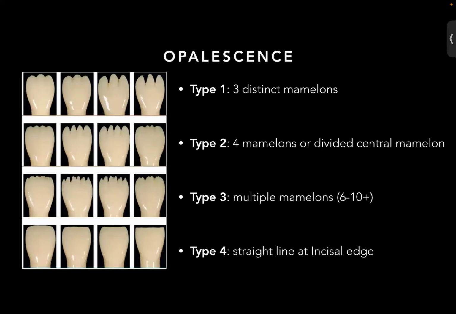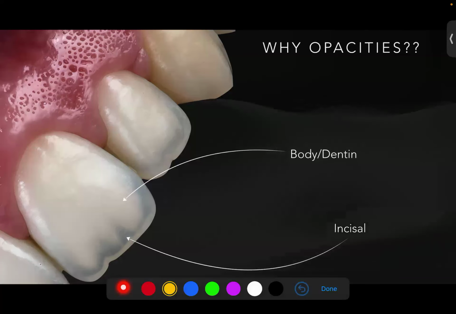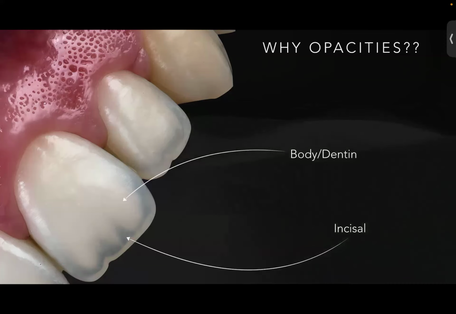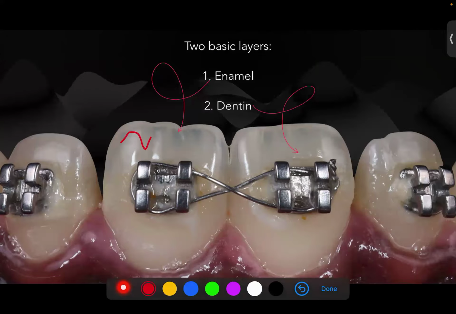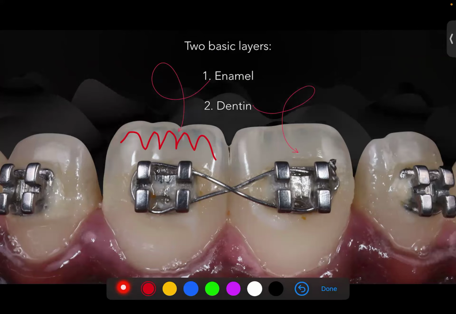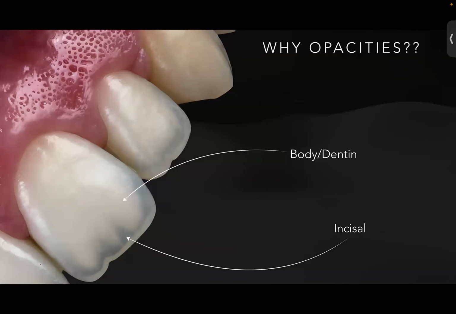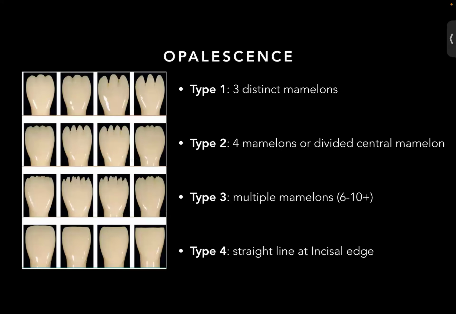Now this is called opalescence. There are different types of mamelons. I'll quickly go back to this picture. Now in this, do you see 1, 2, and 3? These 3 mamelons. This is called opalescence type 1. You have something like this, where it is more than 3 distinct mamelons. This can be type 2 or type 3. Let's discuss this in detail.